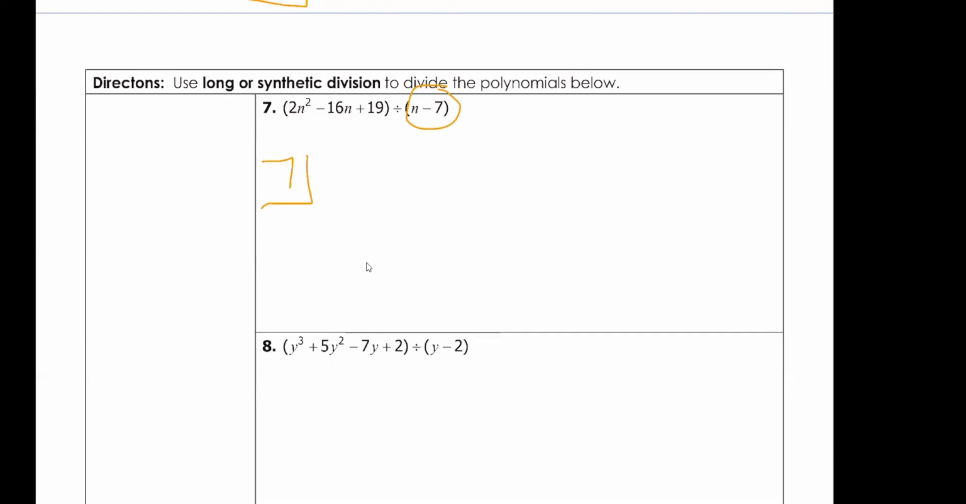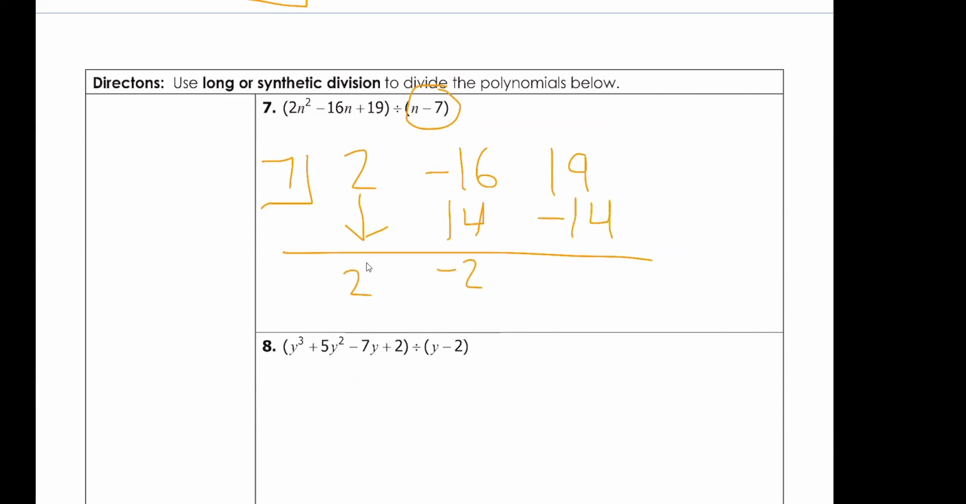Once you've done that, you're going to write the coefficients of what you're dividing into. This first coefficient, you always just bring it straight down. So to get your next spot, you take your 7 times the 2. That would be 14. Then you add those together. That would be negative 2. And then 7 times negative 2 would be negative 14. So 19 minus 14 would be 5. This last box is always your remainder.